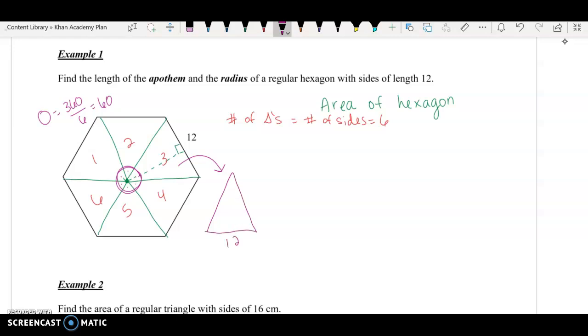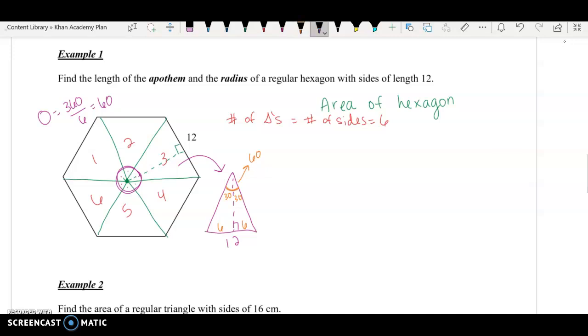This being the 12, we kind of just rotated it. We have this 90-degree angle, and I know that this whole angle here is 60. Okay, that means if we have the apothem drawn, that this is 30, this is 30, this is 6, and this is 6. The reason why those are 6 is because that 12 is broken in half.